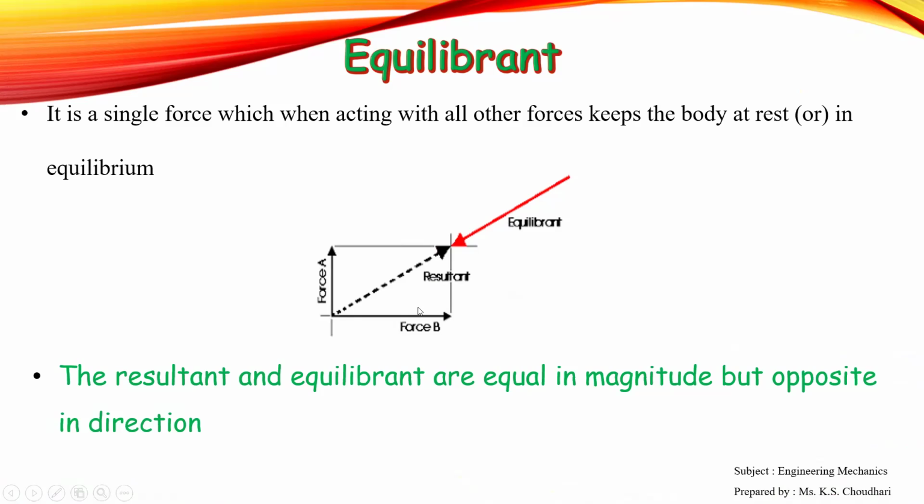If this is a force system, this is the resultant of it. Due to this force system, there will be a motion or tilt in the body, but this equilibrant force is acting in the opposite direction of the resultant. Just because of that force, the body will be in the rest condition or in equilibrium. Okay. The resultant and equilibrant force are equal in magnitude but opposite in direction.